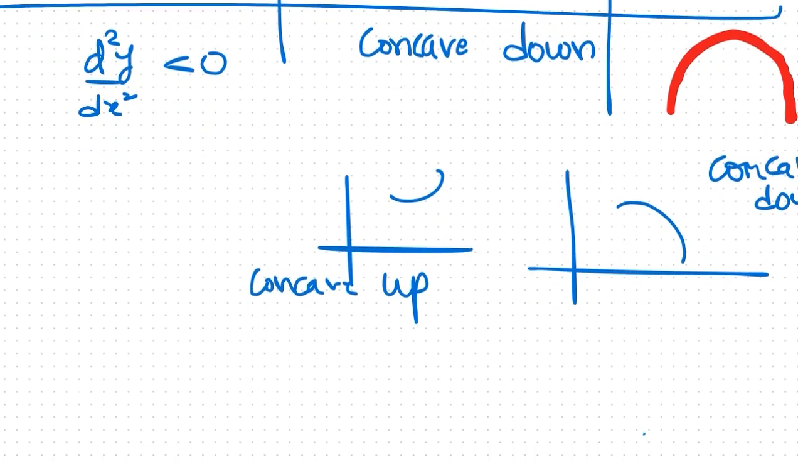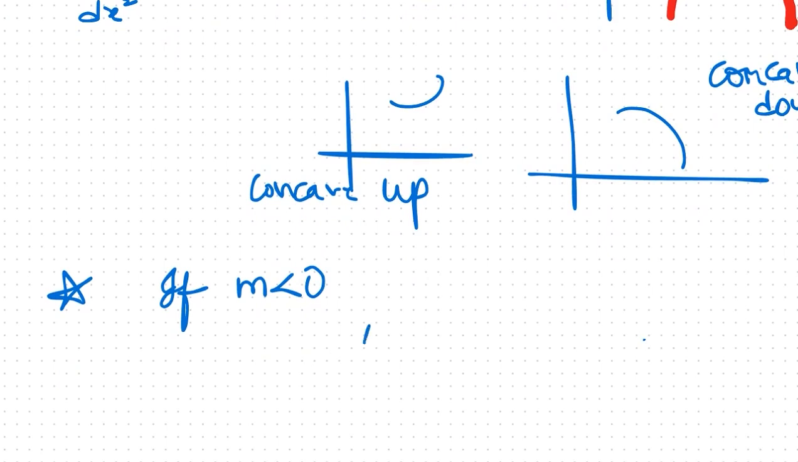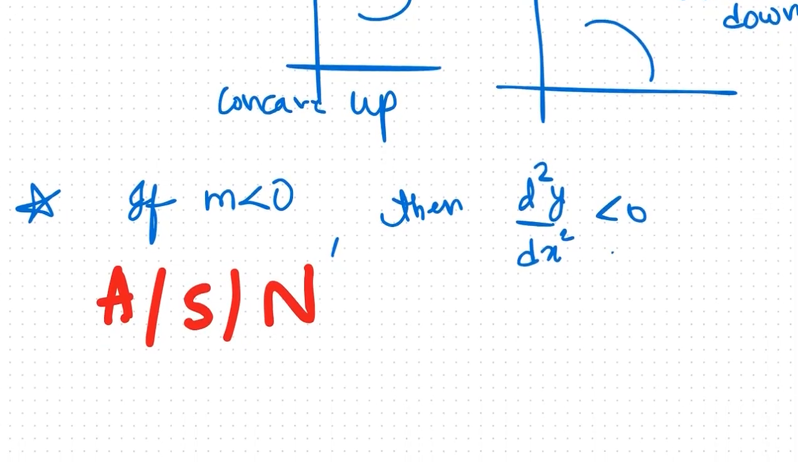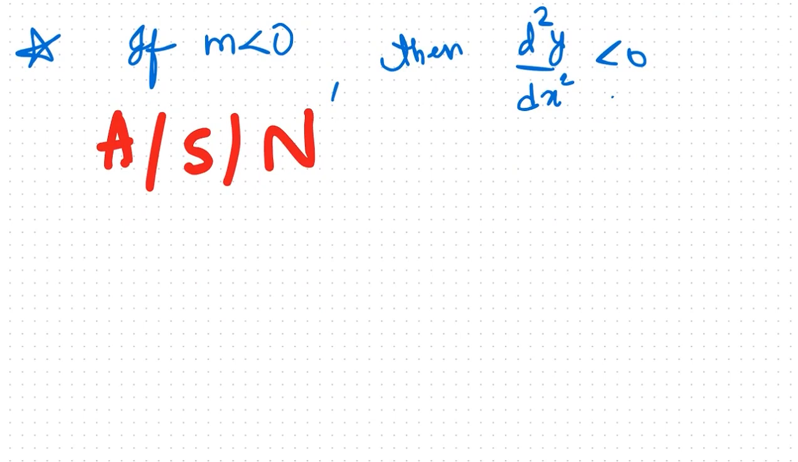Okay, let us check our understanding. Let's say there is a statement: if slope is negative, then second derivative has to be negative. The question is, always, sometimes, or never. Which one should be the answer? If slope is negative, then the second derivative is negative. Always? Well, it appears as always because negative and negative, right?